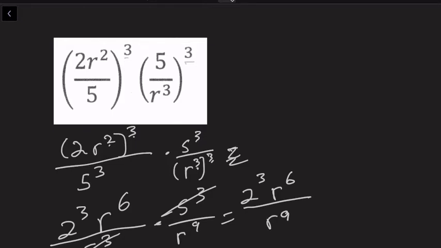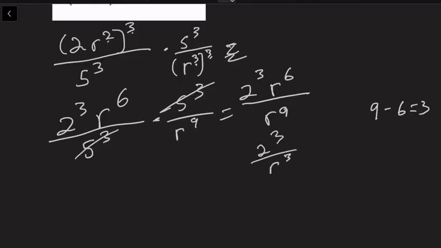Now we could actually divide out some of these r's because the bottom r to the 9th is larger than r to the 6th. What we do is we take the 9 minus the 6 is equal to 3. And the r stays on the bottom. So this just becomes 2 to the 3rd over r to the 3rd. And then 2 to the 3rd is obviously 8 over r to the 3rd. And that's our final answer.